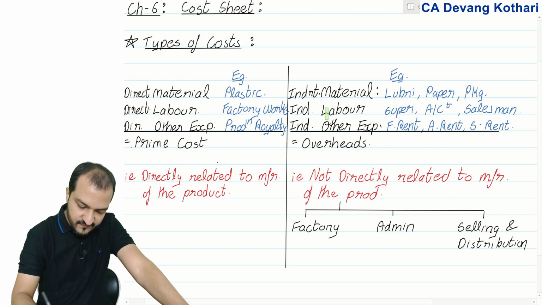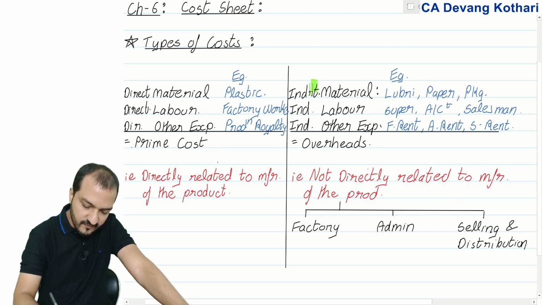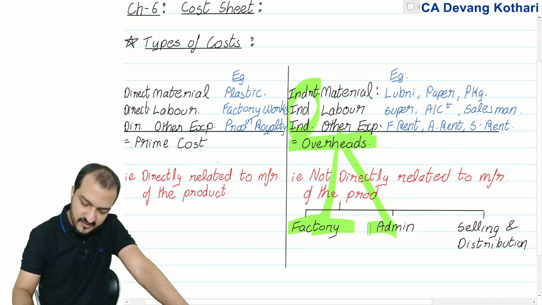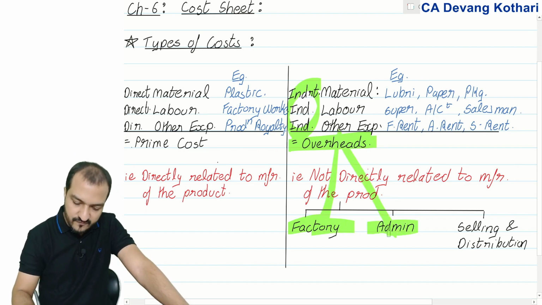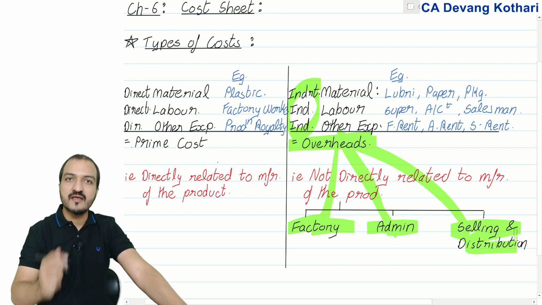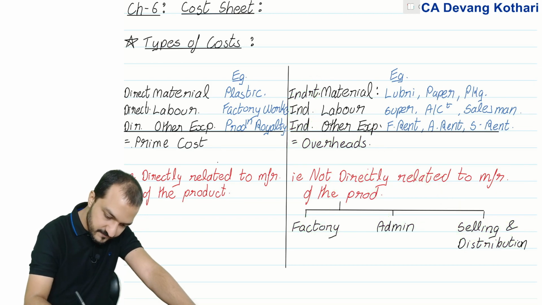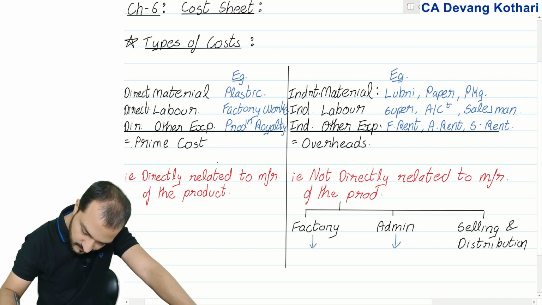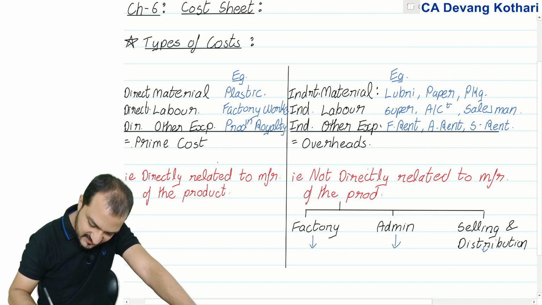So in short, the total of all the indirect costs is called overheads. If the overheads are incurred in the factory premises, it is called factory overheads. If incurred in admin premises, it is called admin overheads. And if that overheads is incurred for selling and distribution, it is called selling and distribution overheads. And I'll give you all those examples here.